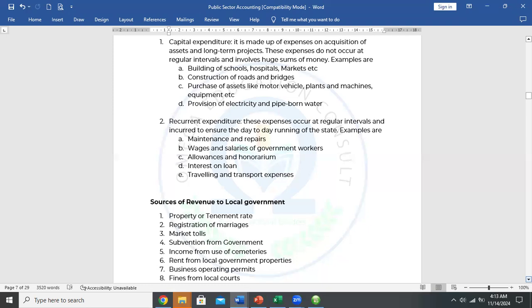So we should be able to know what constitutes government capital expenditure and what constitutes recurring expenditure. For recurring, we have maintenance and repairs, paying wages and salaries of workers, interest on loans. You know, interest on loans is payable every year, even monthly. Some pay monthly. Travelling and transport expenses. Every day, the government workers are travelling. The CEOs are travelling, etc. Okay. Now let's look at this bit.